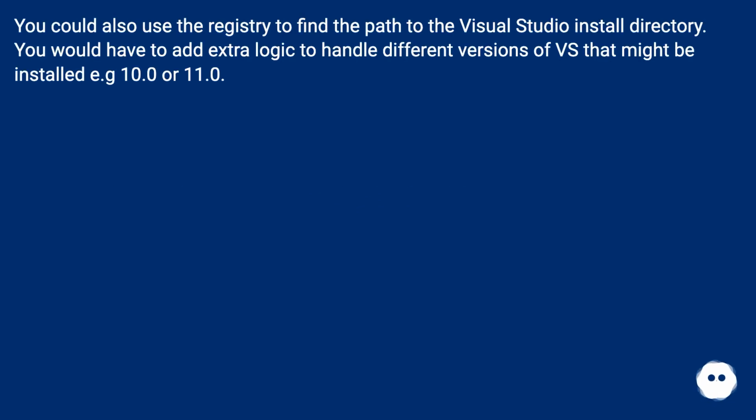You could also use the registry to find the path to the Visual Studio install directory. You would have to add extra logic to handle different versions of VS that might be installed, e.g. 10.0 or 11.0.